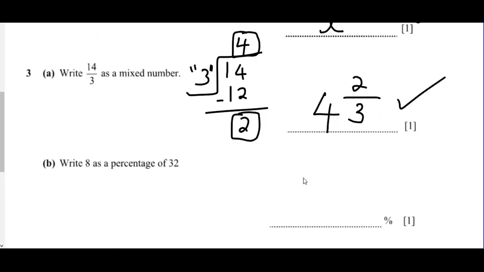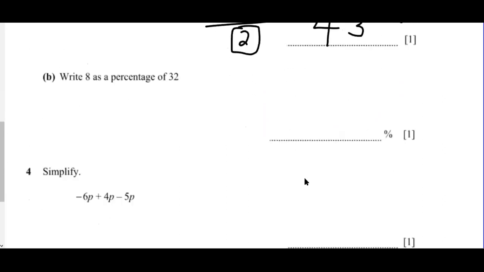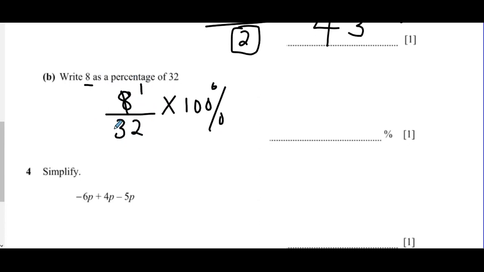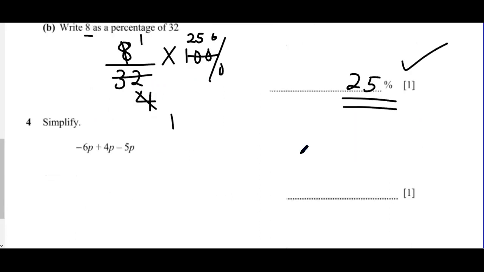Quickly, we have to write 8 as a percentage of 32. This means 8 will be your numerator and 32 will be your denominator. The first thing is to write 8 as a fraction of 32. Now, because they need a percentage, you multiply by 100%, and then you start simplifying. By 8, this is 1. By 8, that is 4. By 4, this is 1. By 4, that is 25. So the answer will be 25%. So there you go, you get your 1 mark.